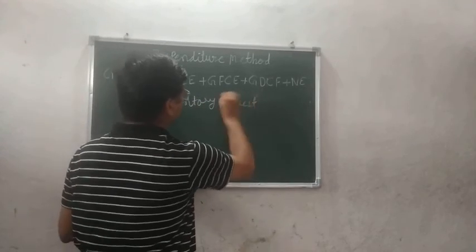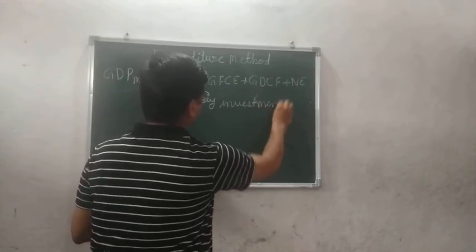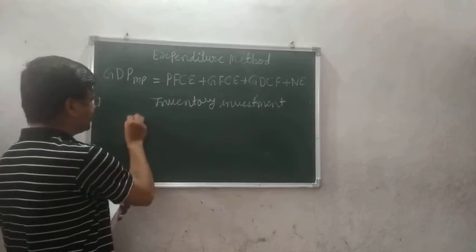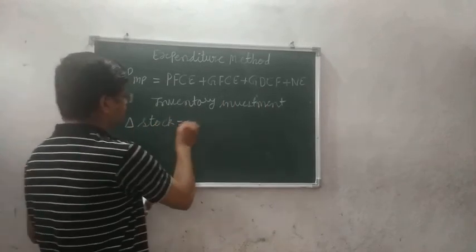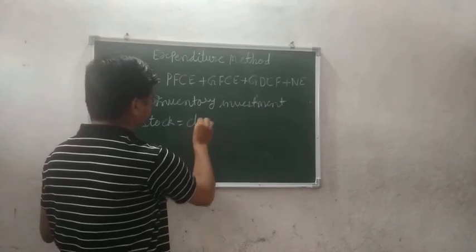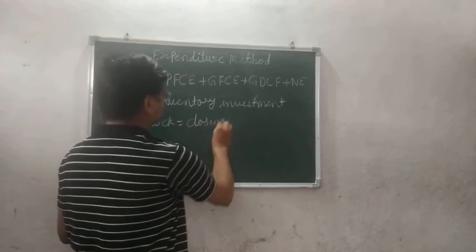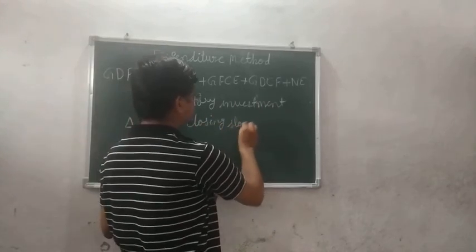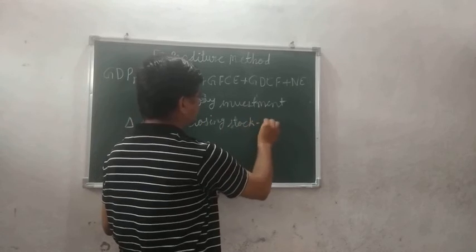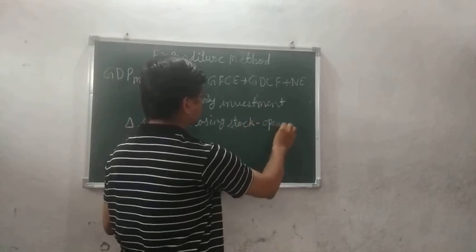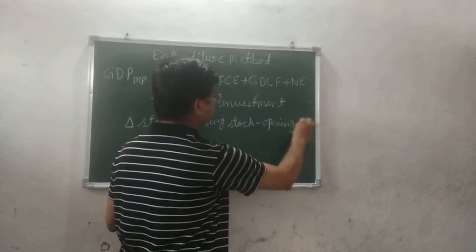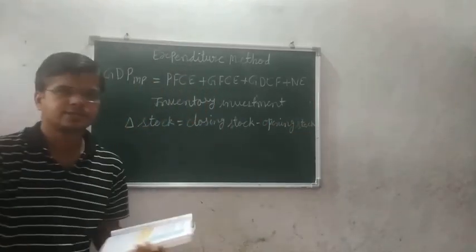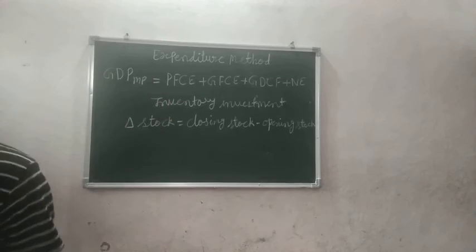So that inventory investment we can calculate by change in stock is equal to closing stock minus opening stock. Okay, beta. So this is the formula how we can calculate the closing or change in stock.